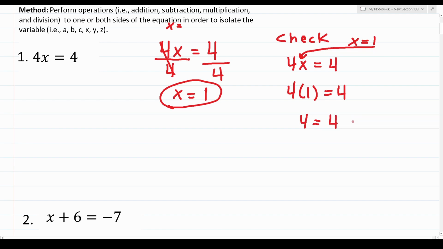Is that a true mathematical statement? It is. Therefore, we know x equals 1 is the correct solution to this equation.